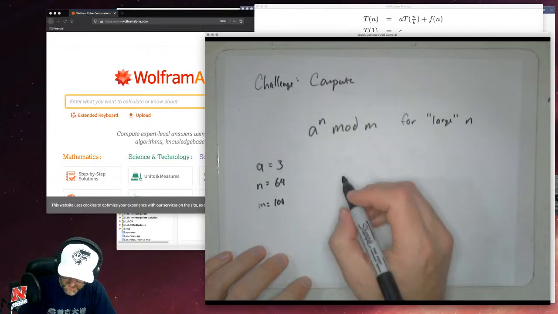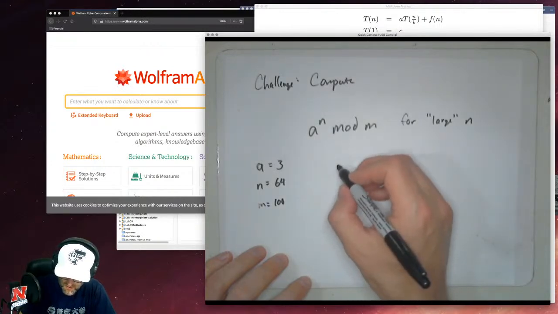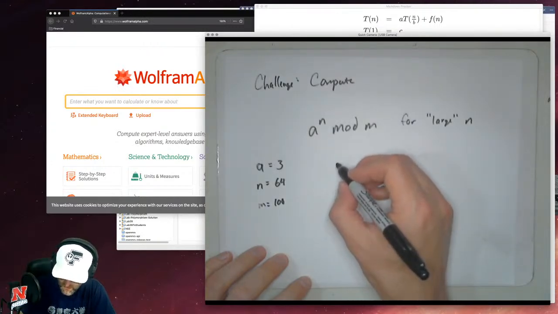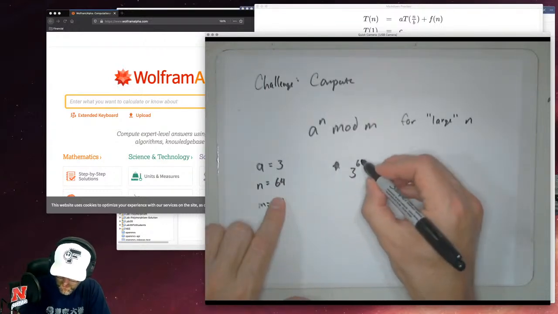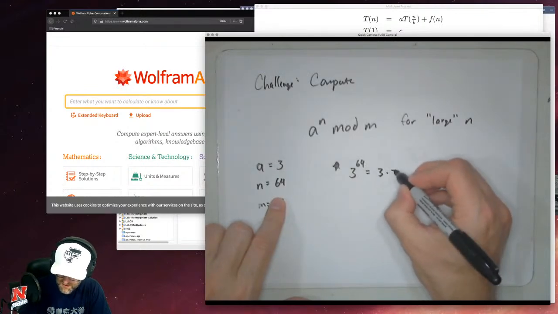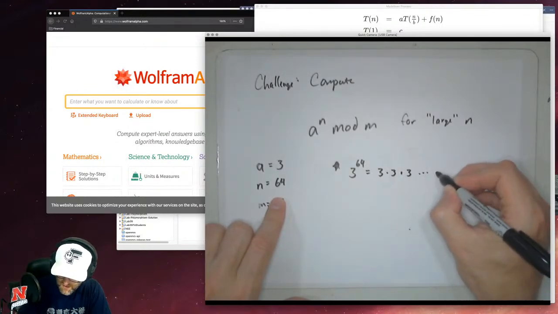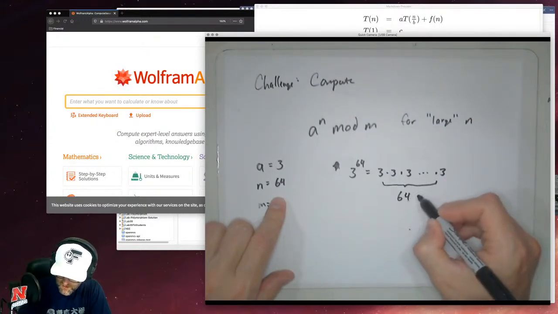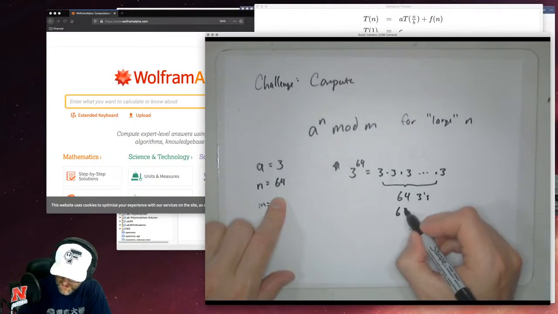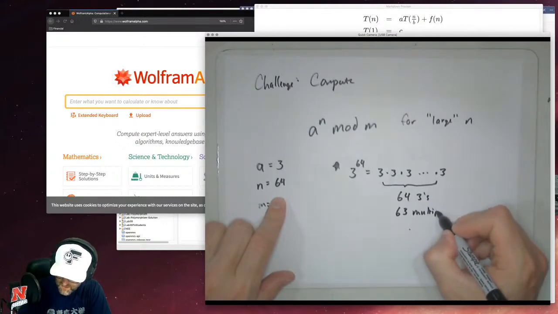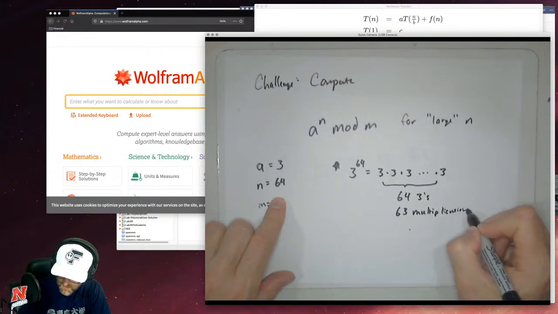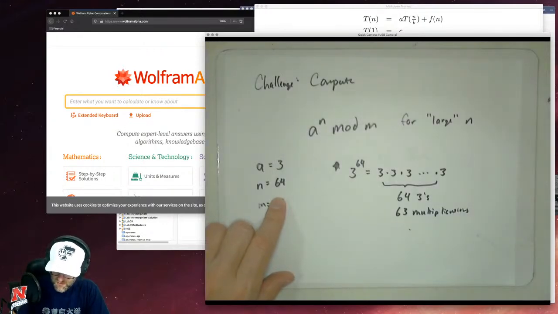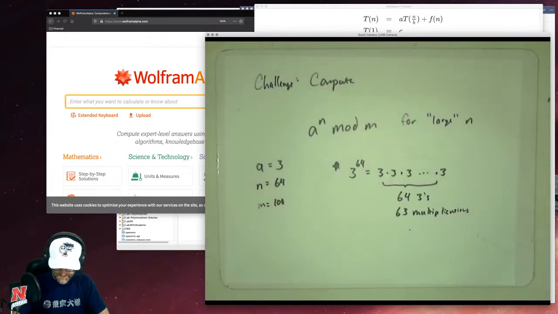So a first-year computer science student may say, okay, I'm just going to do this. Let's say 3 to the 64. Well, that's simply just 3 times 3 times 3 dot dot dot times 3. There are 64 3's here, and thus 63 multiplications. Computers are fast. Computers can do 63 multiplications pretty darn quick, right? So let's go ahead and try it.